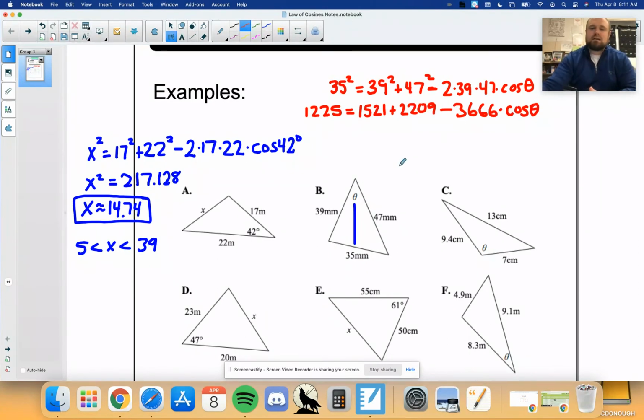Okay. The next thing that we're going to do is take these two and add them together. So we're going to take 1521 and add 2209, which gives 3730.